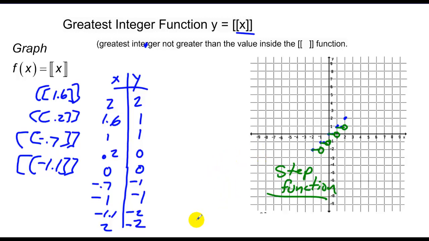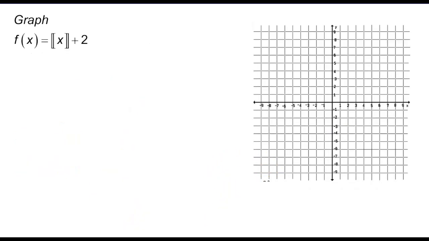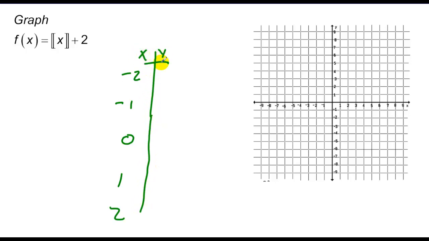I think the easiest way to graph these is just start picking some integers and see what happens. I like starting out at least with -2, -1, 0, 1, and 2. And then I fill in decimals as I go. So here's my x, here's my y. At -2, the greatest integer of -2 is -2, plus 2 is 0. At -1, the greatest integer is -1, plus 2 is 1. At 0, the greatest integer is 0, plus 2, which is 2. At 1, I get 3, and at 2, I get 4.